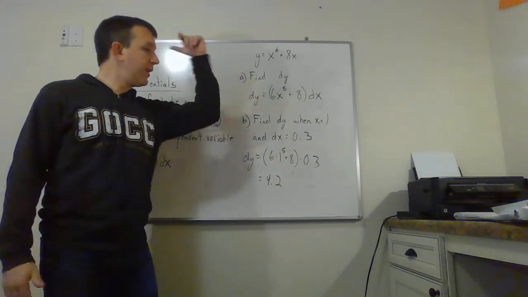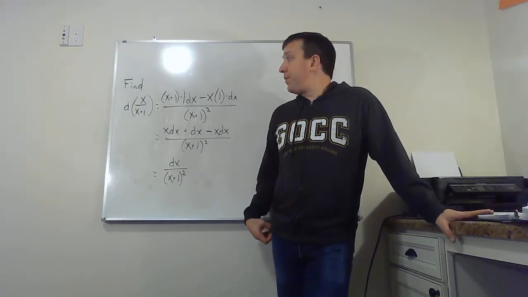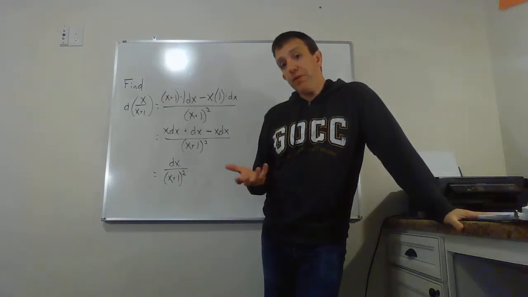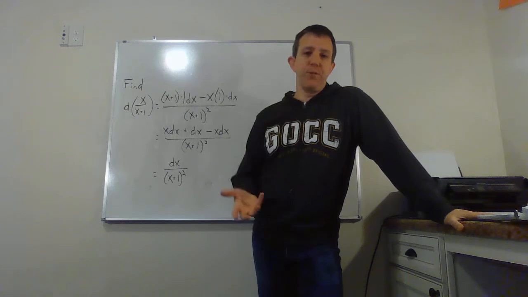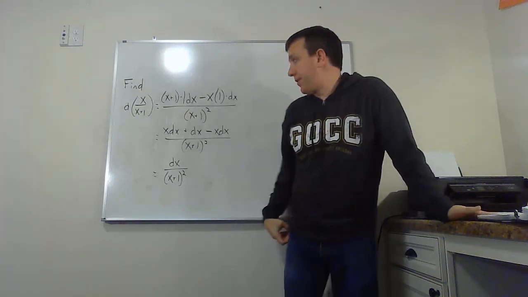All right, so now I need another board so we can keep going. So here I just have another quick little example. Find the differential of x over x plus 1. So we're really just going to treat x again like we have to do a chain rule on it every time. We're really doing implicit differentiation.